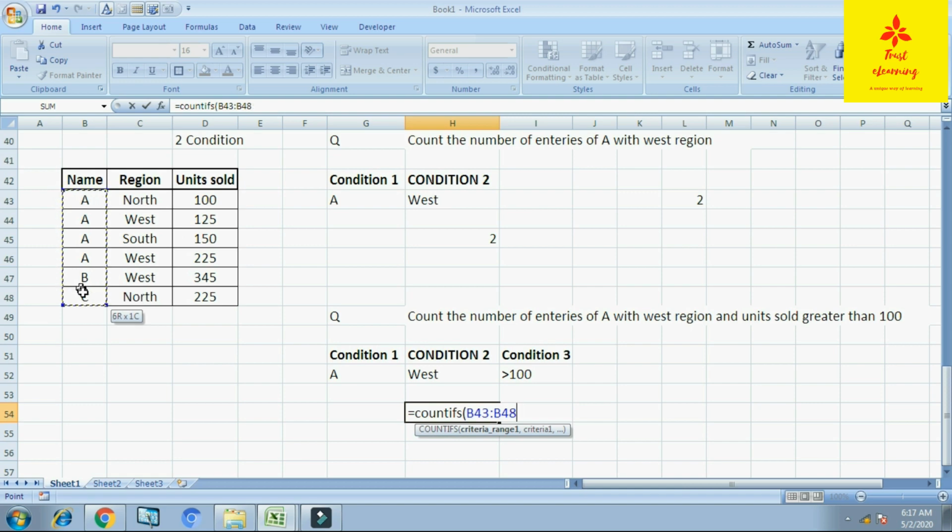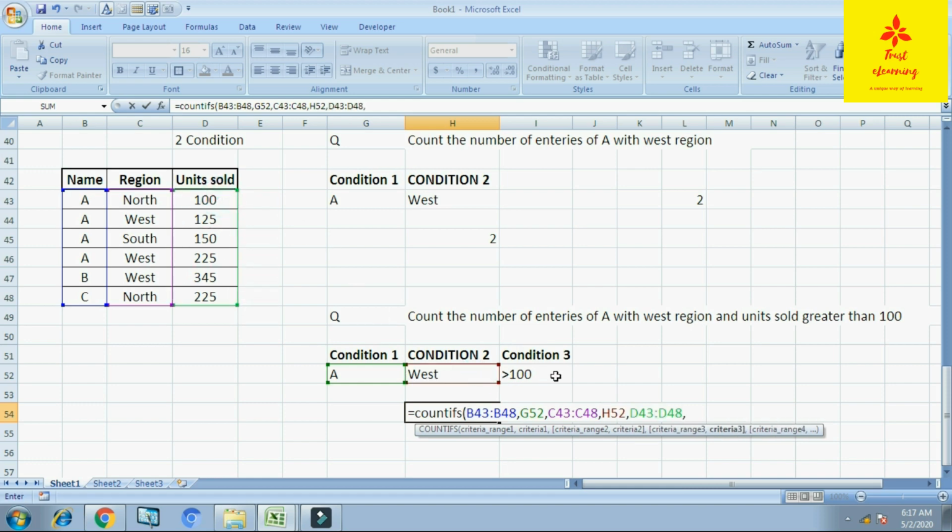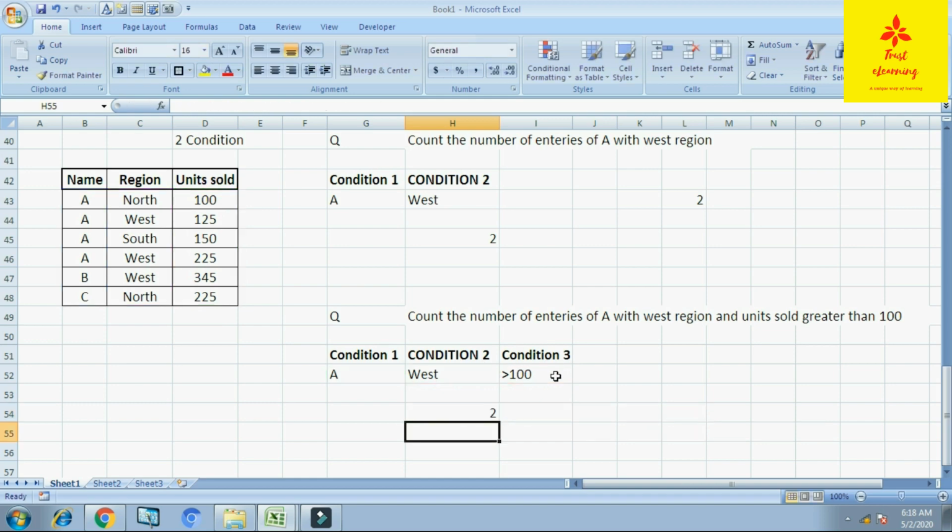First condition is name and the name should be A. Second condition is region and the region should be West. Third condition is units sold and units sold should be greater than 100. So it gives me an answer of 2. Let's cross validate it. Here I have 4 entries of the person called A, out of which 2 entries are for the West region, and in both the entries units sold is greater than 100. So it gives me the right answer of 2.